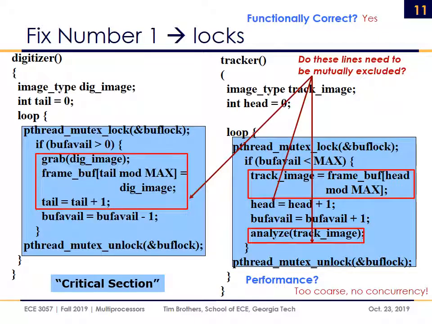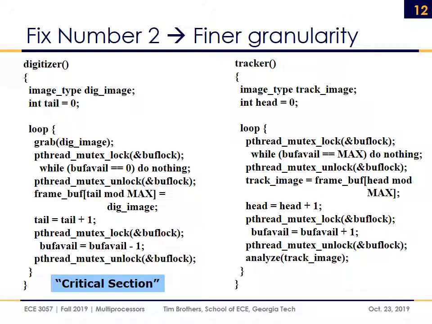Do these lines need to be mutually excluded? The ones that are important to be mutually excluded are the ones where the same variables are being written. So the analyze does not matter. The track image read, that does not matter. We need to make sure that we're locking. This is a race condition.